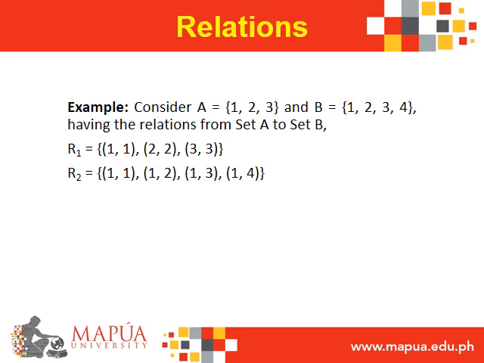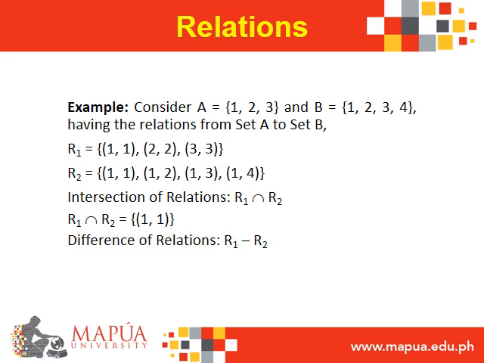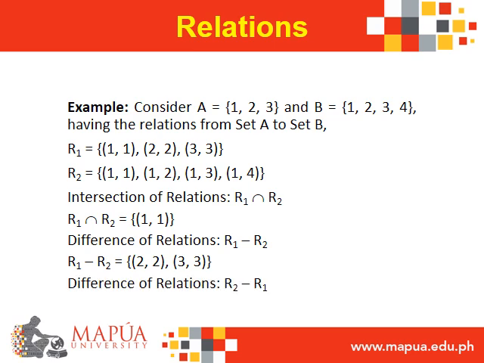Let us then consider, this time, the intersection of relations. An intersection of relations would mean the ordered pairs common between R1 and R2, which in this case is (1, 1). You could also do the difference of relations R1 and R2. So R1 minus R2 would be equivalent to (2, 2) and (3, 3). And the difference of relations R2 minus R1 would comprise the ordered pairs (1, 2), (1, 3), and (1, 4).